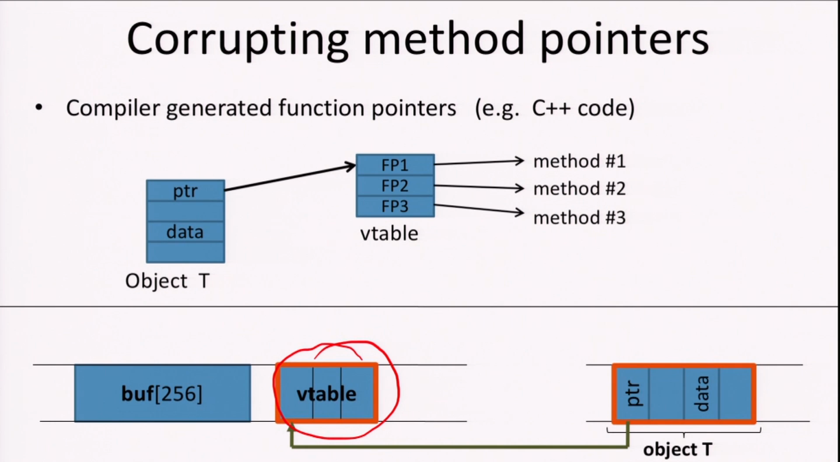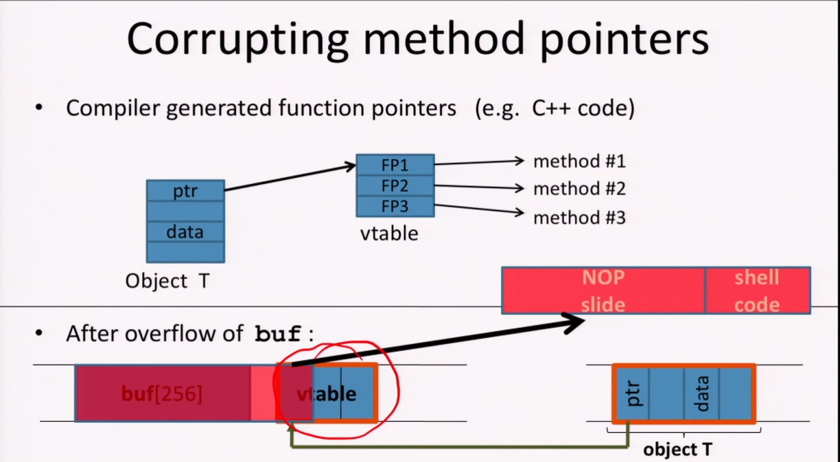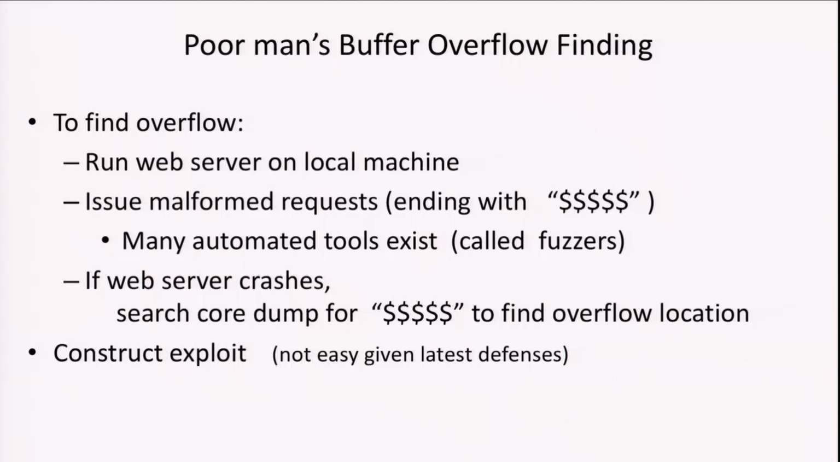So if you can somehow overwrite the vtable entries, then when that particular function is invoked on that instance of the class, instead of invoking the right virtual method, you are going to invoke malicious code. So that's what happens in the case of C++ virtual functions.